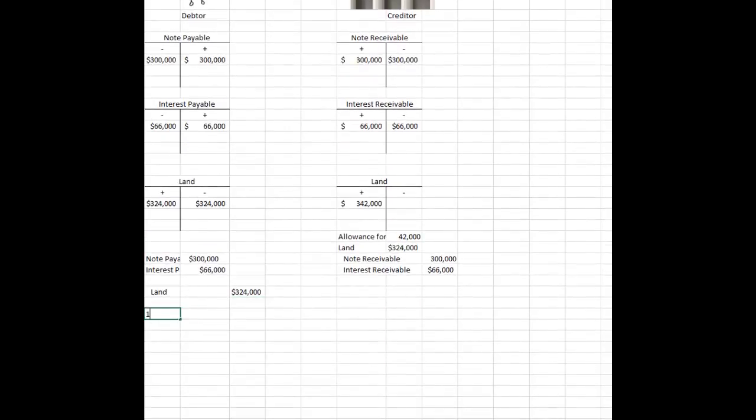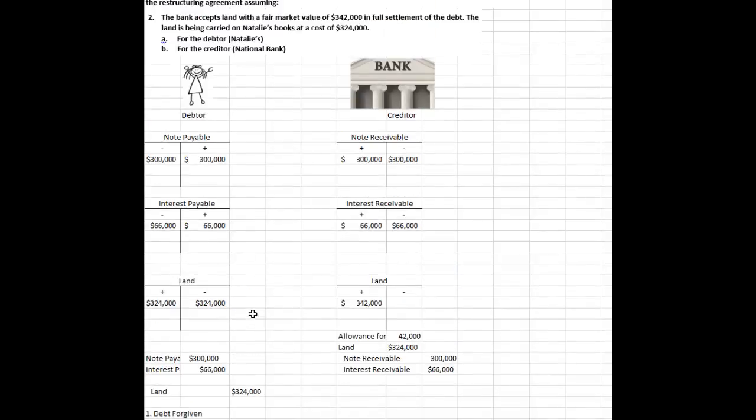Well, the way we account for this is we break it into two pieces. First, we say one thing we did was we had some debt forgiven. So there's going to be either a gain or a loss on being forgiven that debt. And the second thing we do is we have a disposal of some asset. And those are two separate transactions. So the argument is this: we disposed of this land, we got rid of it, and in exchange for the disposal of that land, we received the fair market value of the land.